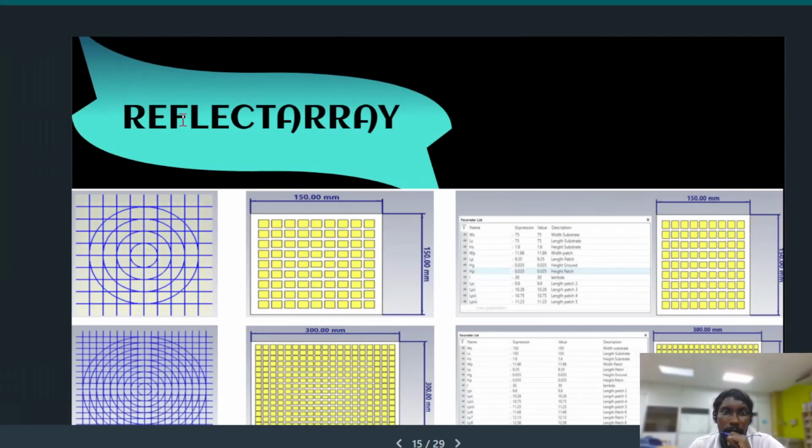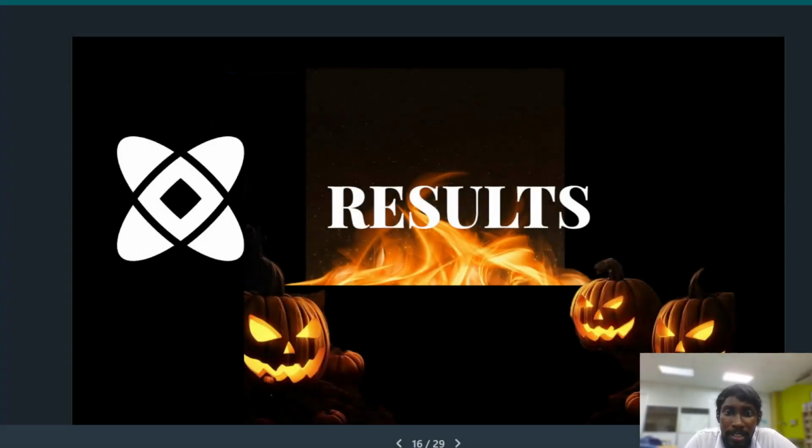These are my reflector arrays. These are the steps I use to design my reflector array. This is the 10 by 10, and over here is 20 by 20. The 10 by 10 is 150 millimeter, and the 20 by 20 is times two, 300 millimeter. Moving on to the next slide, the most awaited slide, which is results.